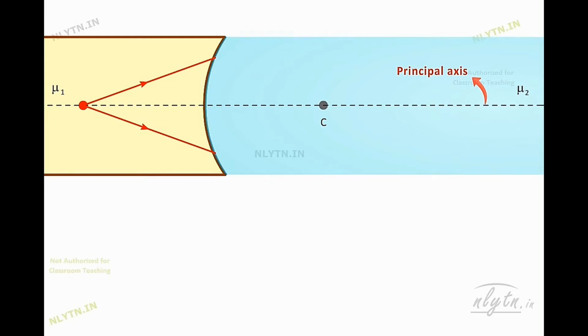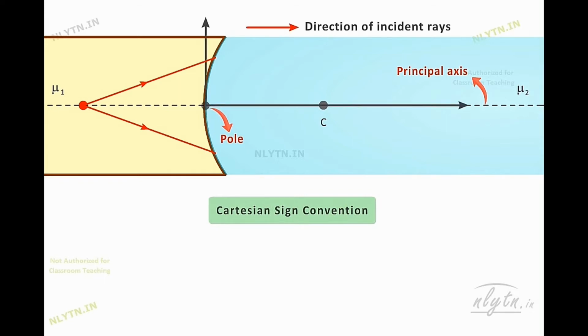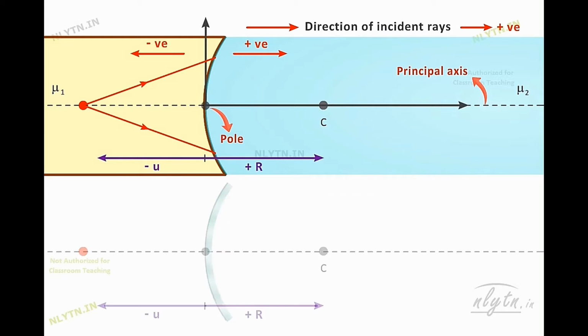And for spherical surfaces also, we will use the same Cartesian sign convention that we use for spherical mirrors. So this point will be the origin or the pole, and the direction of incident rays will be considered the positive direction. So any position on this side of pole will be negative, and any position on this side of pole will be positive. So here position of object will be minus u, and radius of curvature of surface will be plus r. This is the same as what we would have used for a convex mirror.